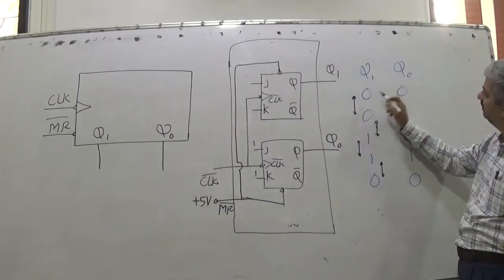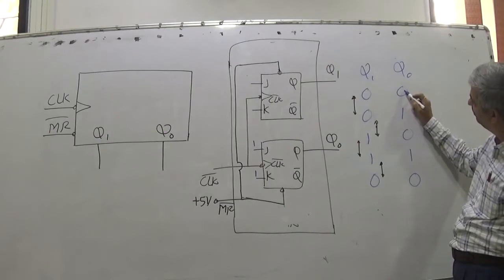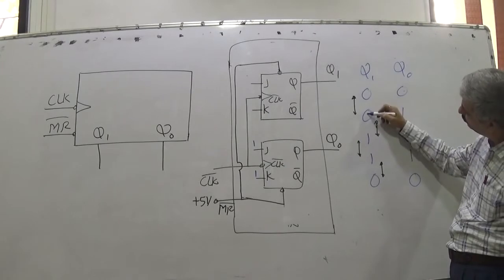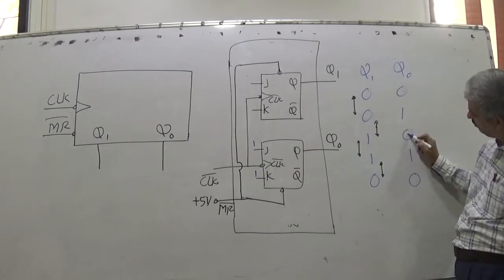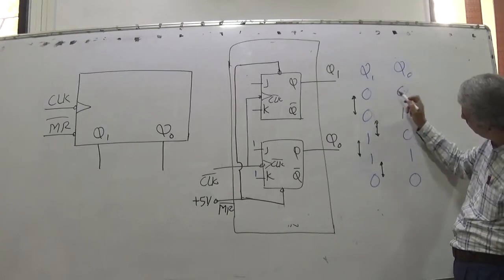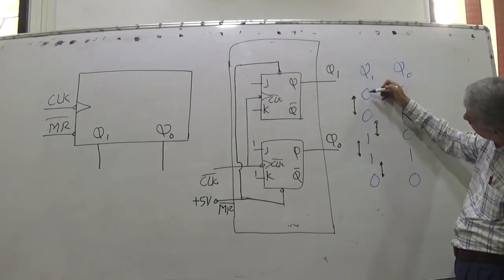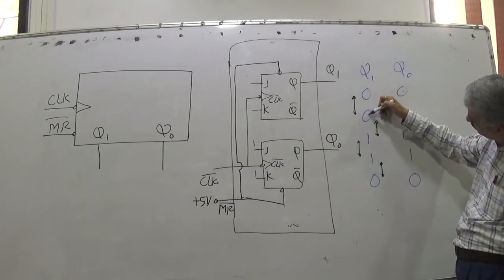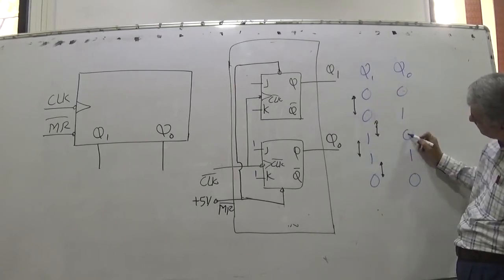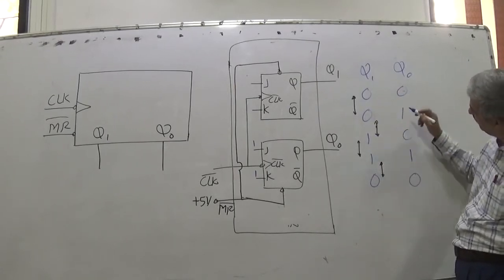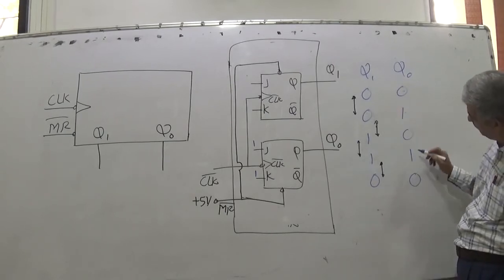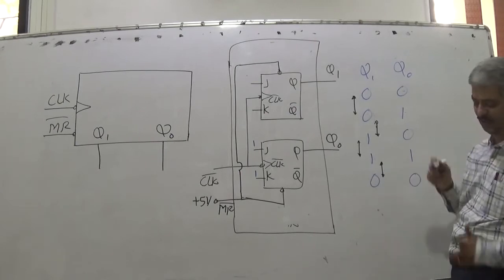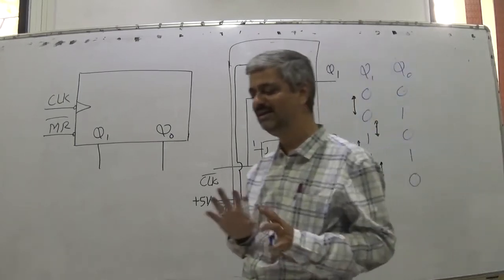When Q0 is 0, at that time Q1 continues to have its state. If Q0 is 0, in the next cycle Q1 continues; Q1 continues as 1. And when Q0 is 1, Q1 toggles. When Q0 is 1, Q1 toggles. So it's very simple.